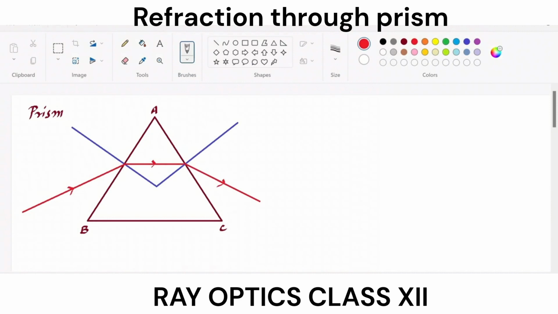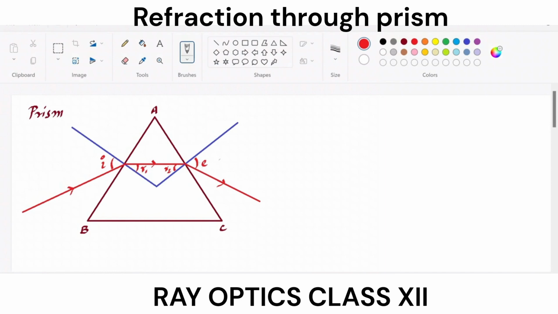This angle is called as angle of incidence. This angle is called as angle of refraction, R1 and R2. This angle is called as angle of emergence because that ray is emergent ray. So the incident ray is this one. The first ray is incident ray. In the medium, it is a refracted ray. And the ray which is coming out from the other face is emergent ray. So the angle made with the normal is angle of emergence.